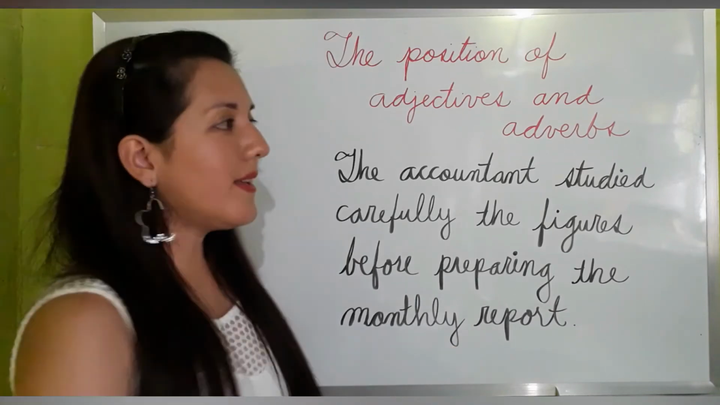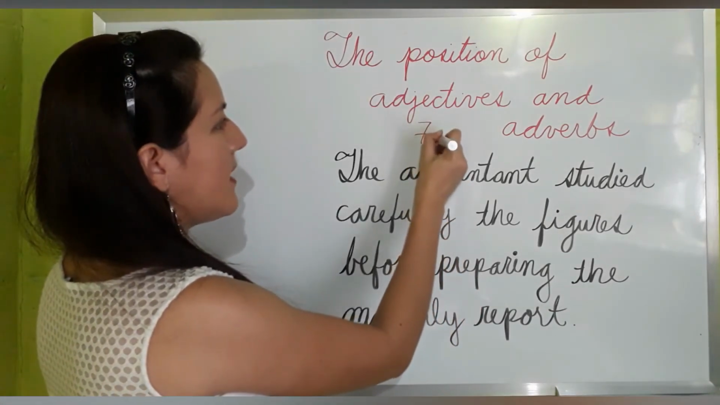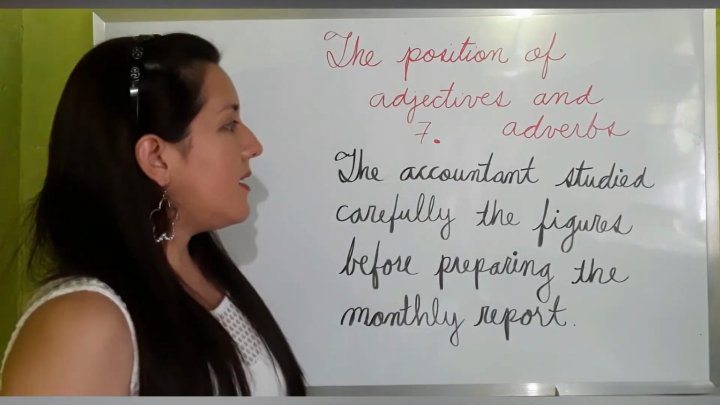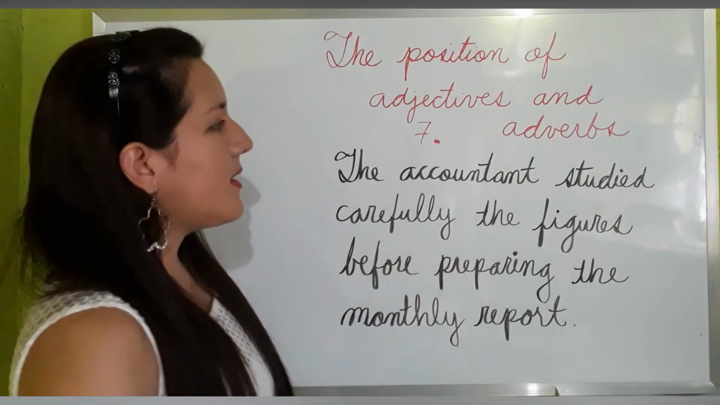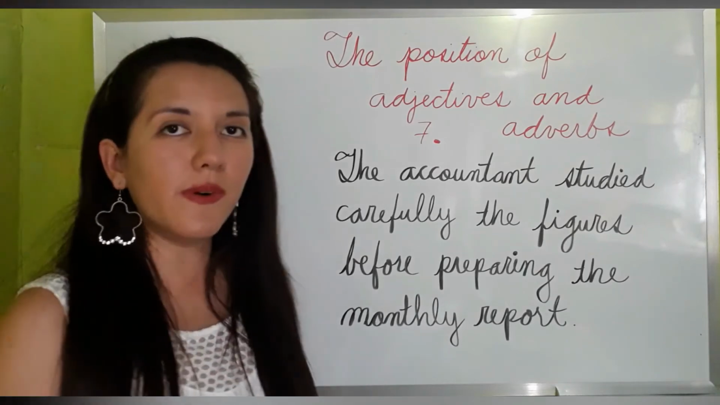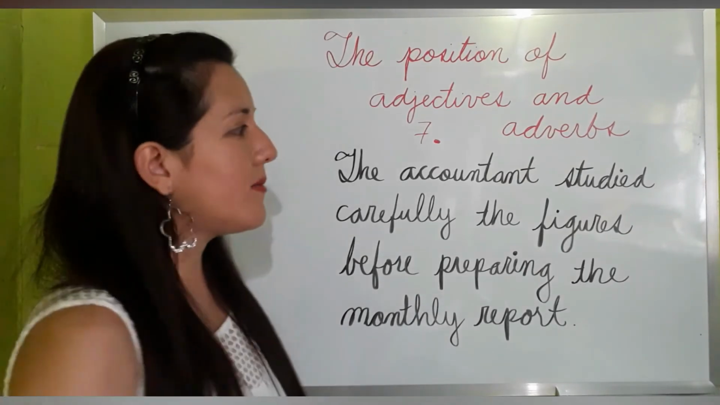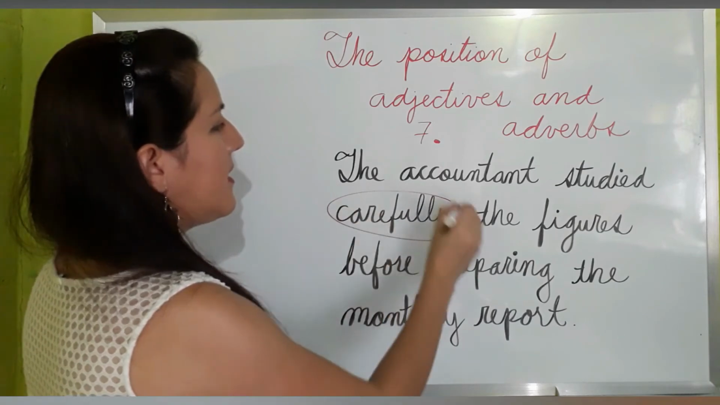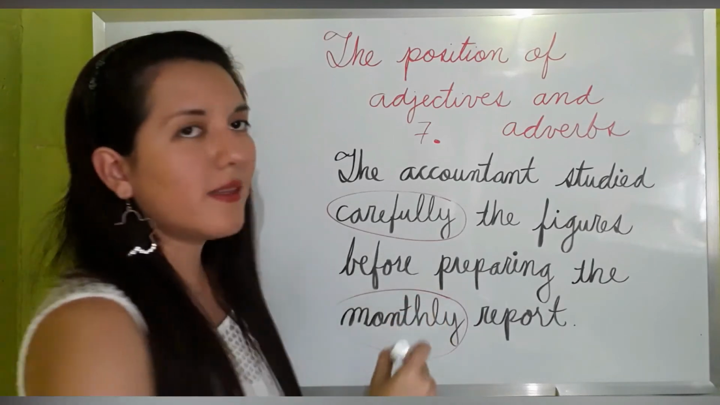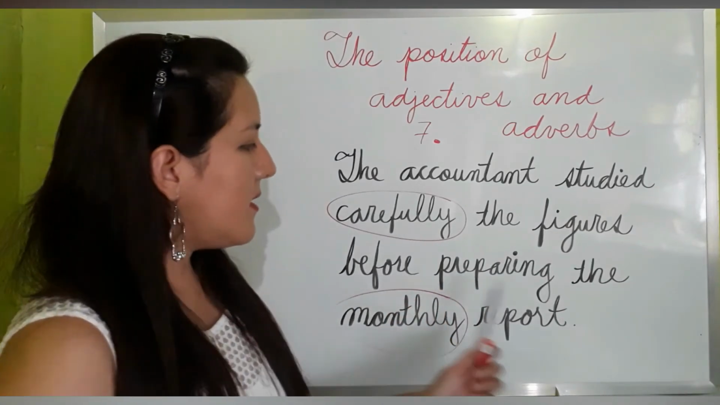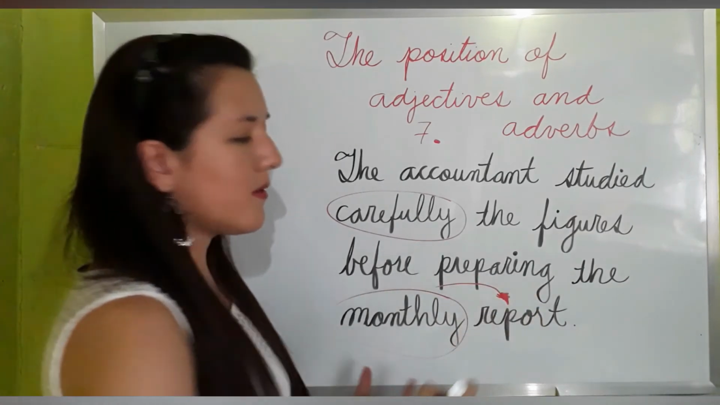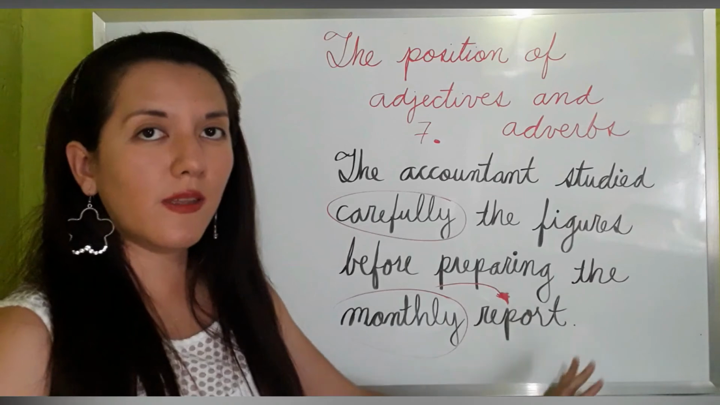Here we see sentence number 7 from the exercises in your book. You're going to see the pages. And we see here, the accountant studied carefully the figures before preparing the monthly report. Okay, first we circle adjectives and adverbs. Okay, carefully is the adverb. Let's see, and monthly is gonna be your adjective. So I'm going to say monthly describes report. You're gonna write in your book monthly describes report. This one is okay, the position.